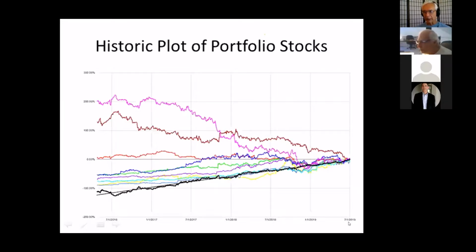However, if you look at the date on the bottom, this is July 2019. Well, what happened?